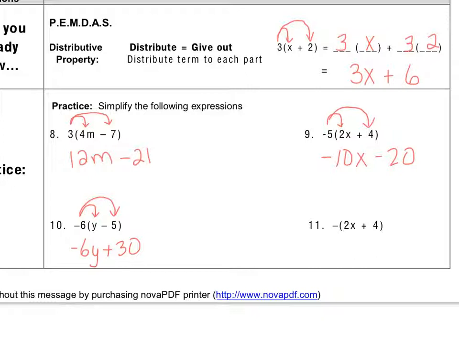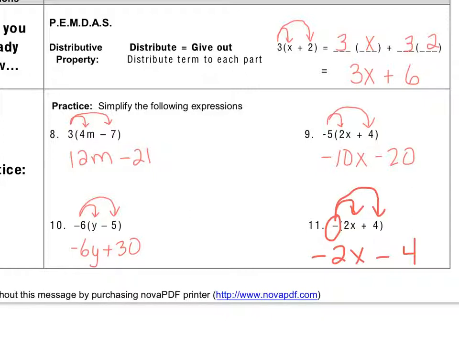Okay, this last one is one that we do a whole bunch in algebra. So just making sure you remember it. We've got, on the outside here, a negative sign. This negative is going to have to be distributed. Really, that's a -1, but the one's not written. So we're going to do the same thing with our arrows. We're going to multiply our negative times each term inside. So -1 times 2x is -2x, and -1 times 4 is -4. And that's our answer.